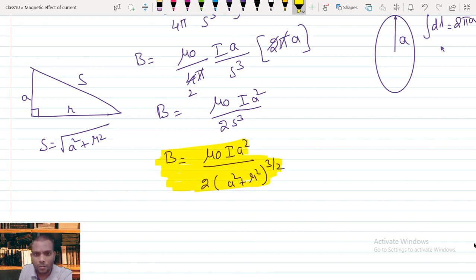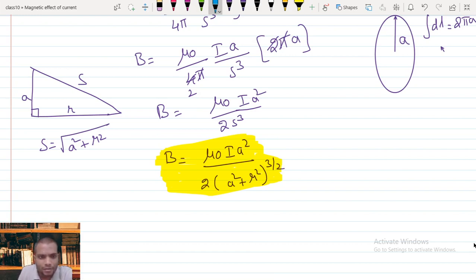So this formula contains all the known terms. Here A is the radius of the loop and R is the position vector of the point where we need to find the magnetic field, and I is the amount of current and mu naught is the permeability.